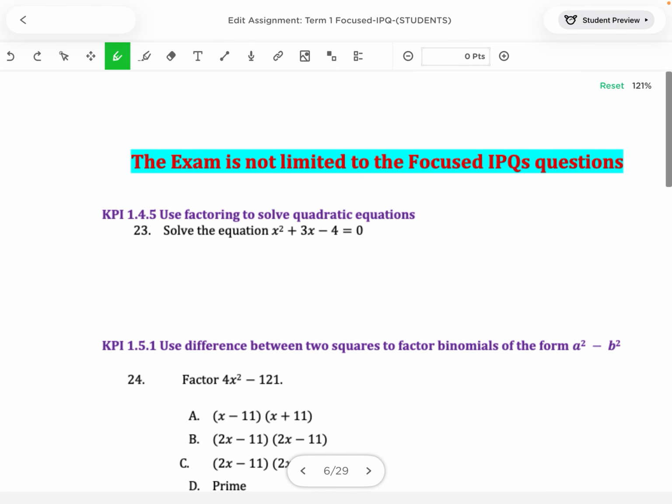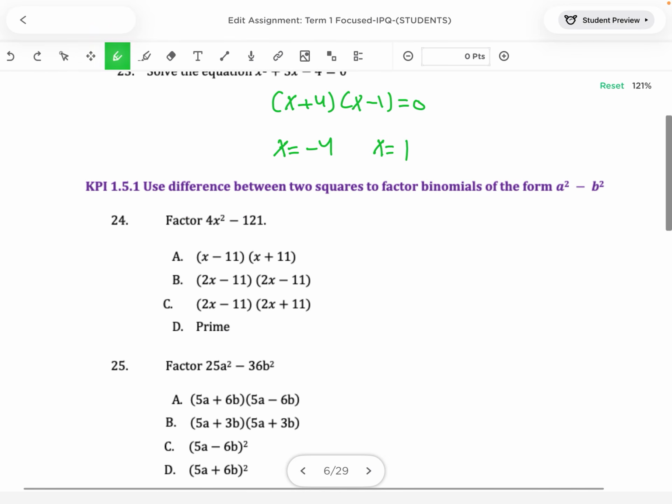When I solve the same story, I have to factor it and get the answers. If I use mode 5-3, I can get the answers. When I factor it, x plus 4 or x minus 1 equals 0. So x equals -4 or x equals 1. Difference of squares, they call it.